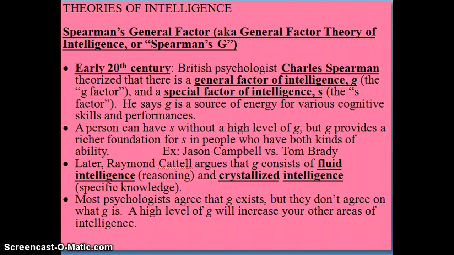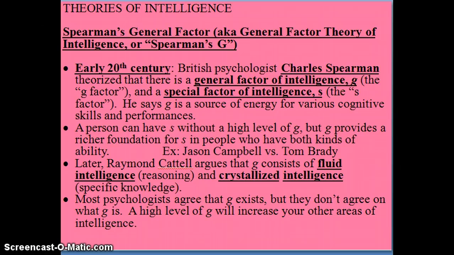Tom Brady, though, has S. He has that special skill and that special intelligence, but he also had a higher level of G, general intelligence, at least people claim, compared to Jason Campbell, and I think Spearman would argue that that is the thing that makes him the better quarterback, or at least one thing that makes him a better quarterback.